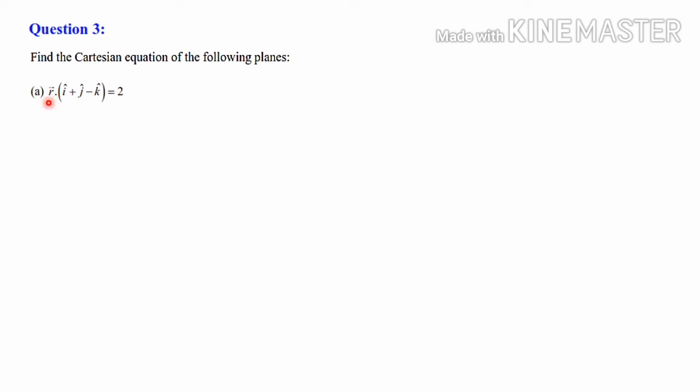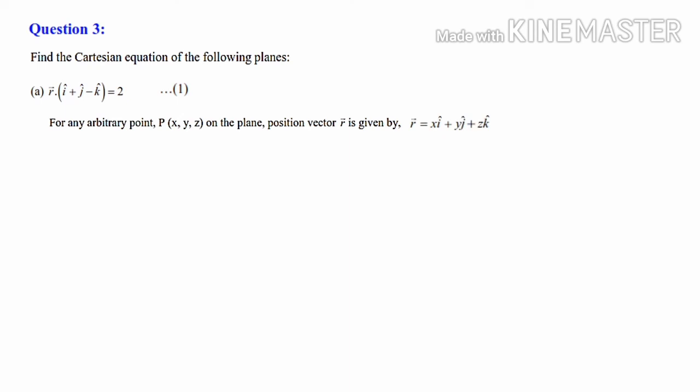Vector r means it is a position vector of an arbitrary point P on the plane. There we have taken vector r as xi plus yj plus zk because the arbitrary point we have taken as (x, y, z). So the same method here also we are going to use. Label it as equation number 1. For any arbitrary point P (x, y, z) on the plane, position vector r is given by xi plus yj plus zk.